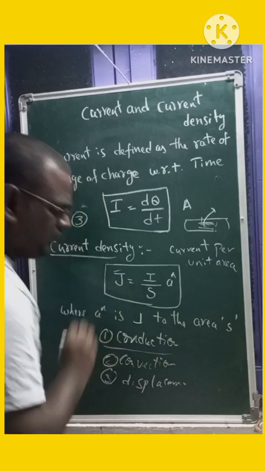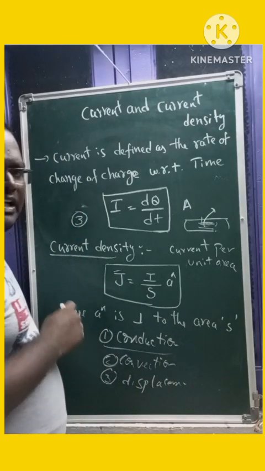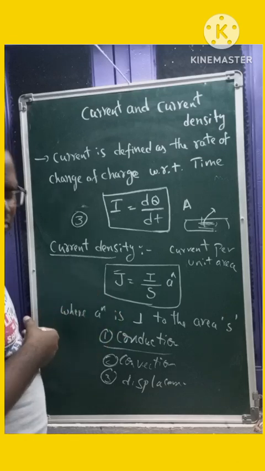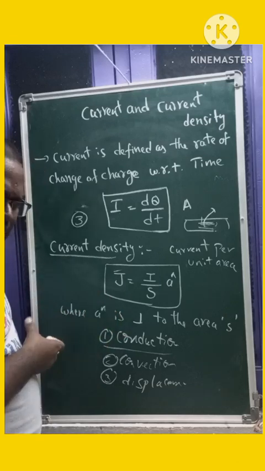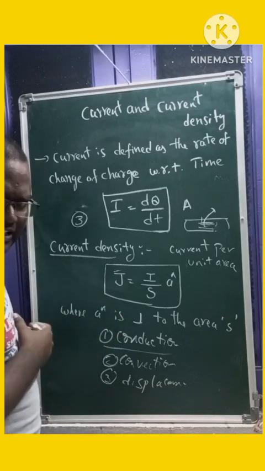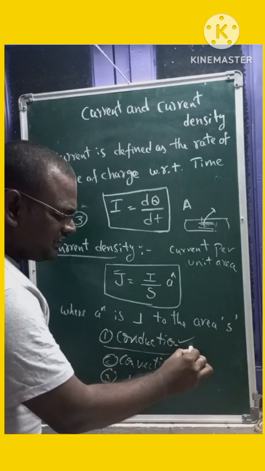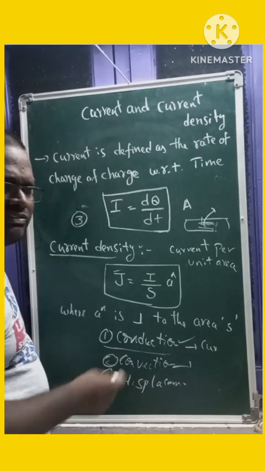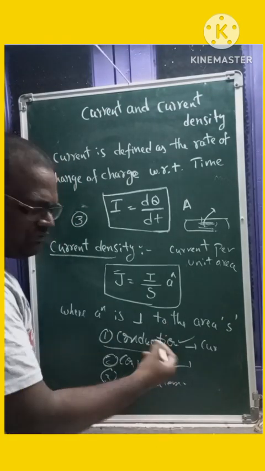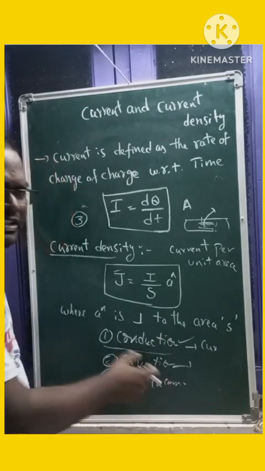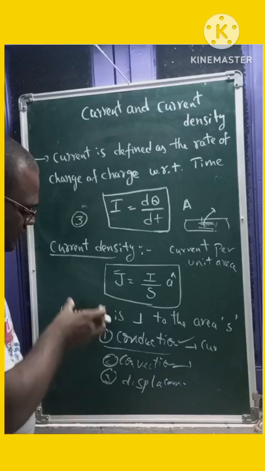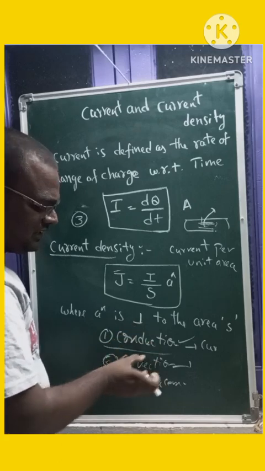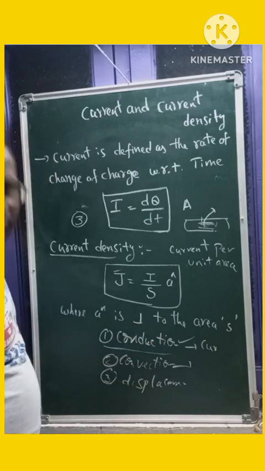Conduction we can see in the conductors, convection we see in the insulators and vacuum tubes, and displacement we can see in the dielectric material. These are the three types of current density: conduction, convection and displacement.